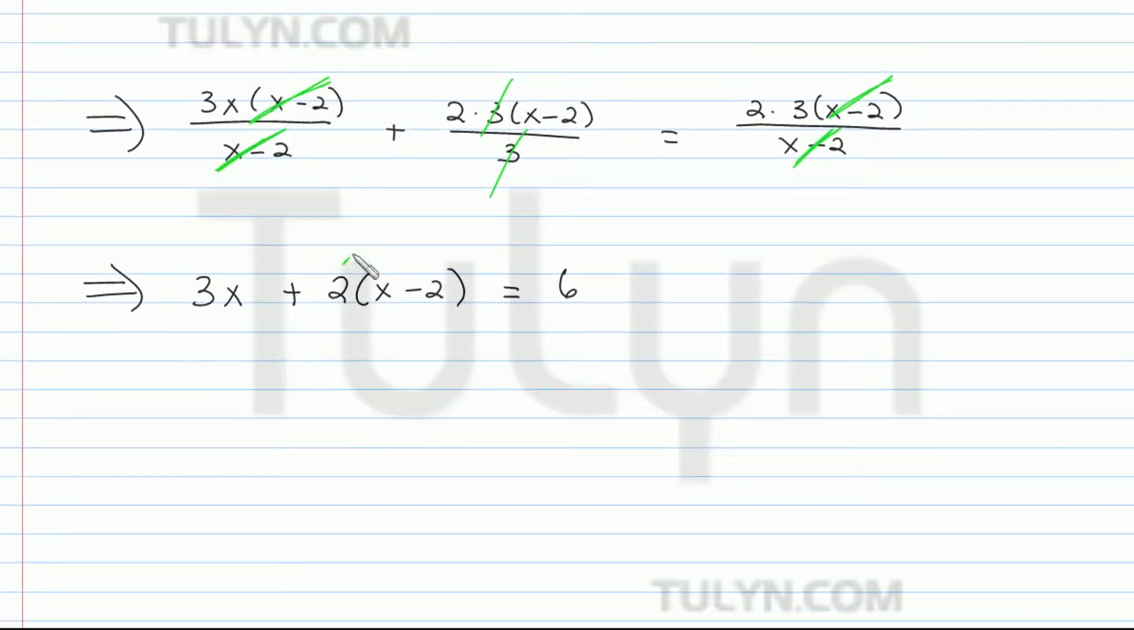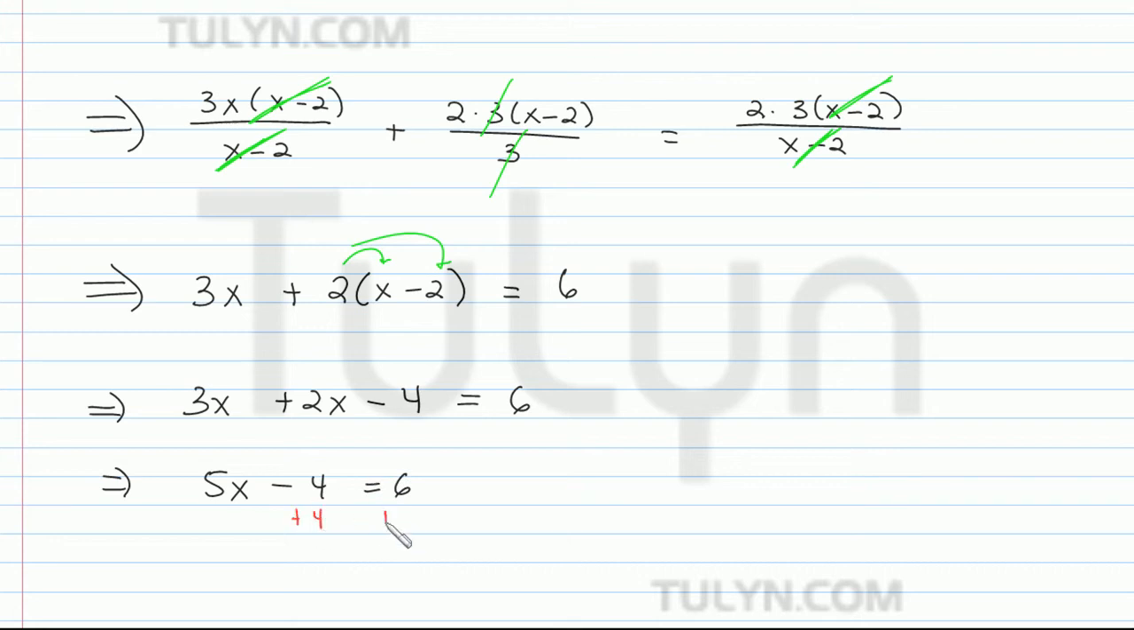And now distributing this 2 into that difference, we get 3x plus 2x minus 4 is equal to 6. So 5x minus 4 is equal to 6. And then since we want to solve for x, we want to add a 4 to each side. So 5x is equal to 10, which means that x is equal to 2. And so that is our solution.